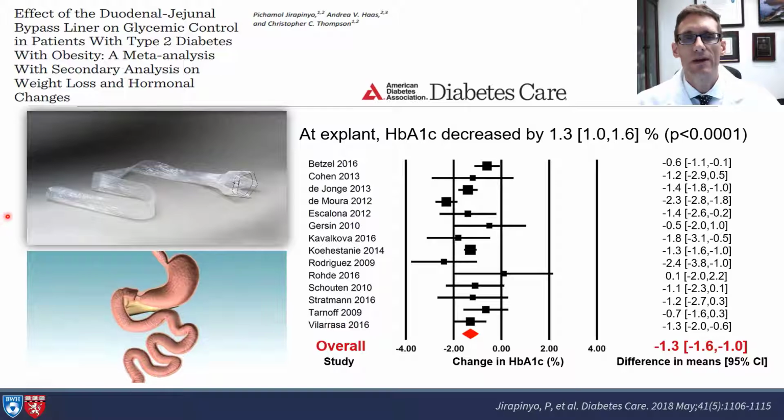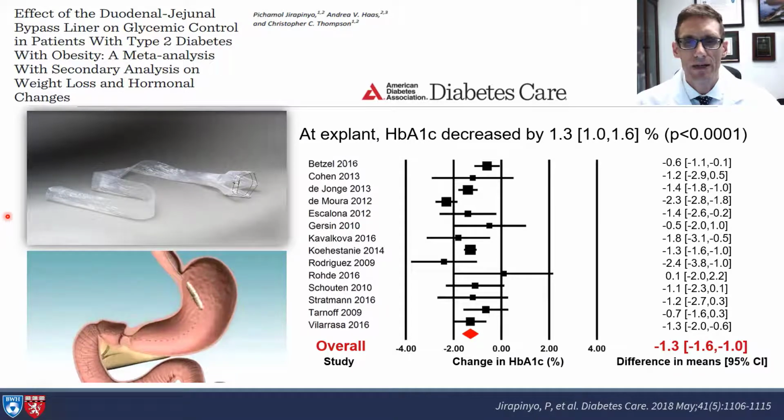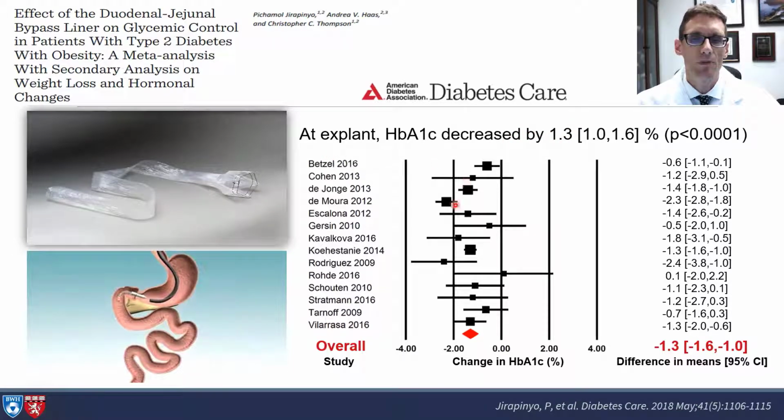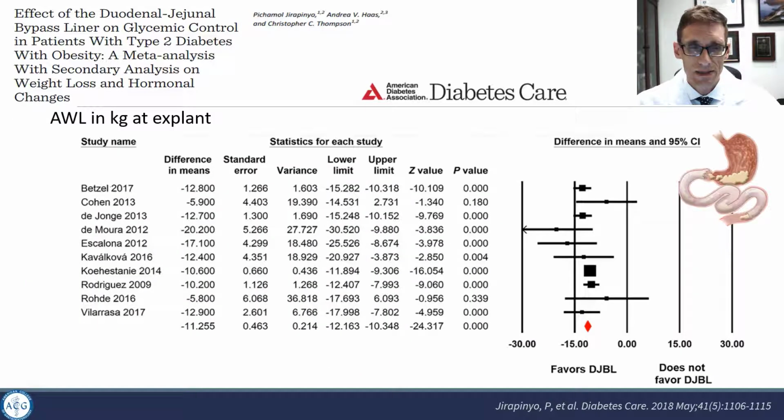And these are the results of a meta-analysis looking at clinical outcomes of the device. And you can see it at explant. There's a 1.3% decrease in hemoglobin A1c, which is rather encouraging. Additionally, in that same meta-analysis, there was substantial weight loss at 19% total weight loss. And this is keeping in mind in a cohort of patients with diabetes and obesity. So there's many different types of studies that were done with this. It seems quite successful in that population.